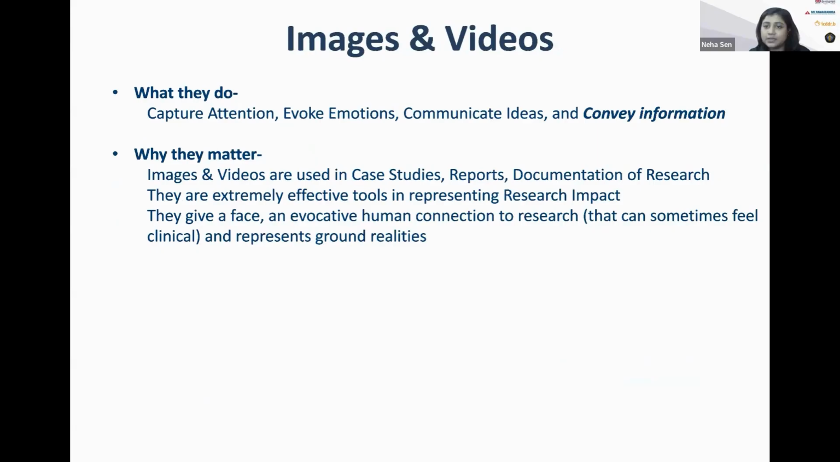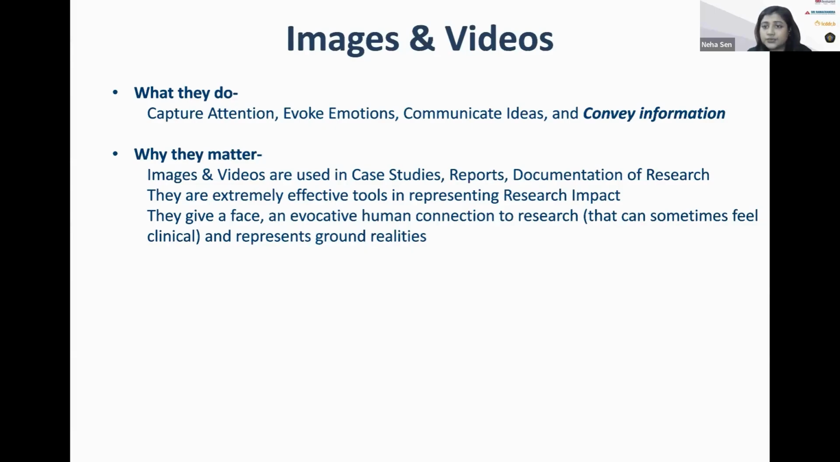One might think that they are only handy or useful for social media or for updates on the website. No, images are also so frequently used in case studies, in reports, in documentation of research, as they should be, because graphs and numbers and flowcharts can only take you to a certain point. In order to represent research impact, you need images. You need images and videos to put a face to that research, to give people a sense of the ground realities, put a human value to the research, so to speak.